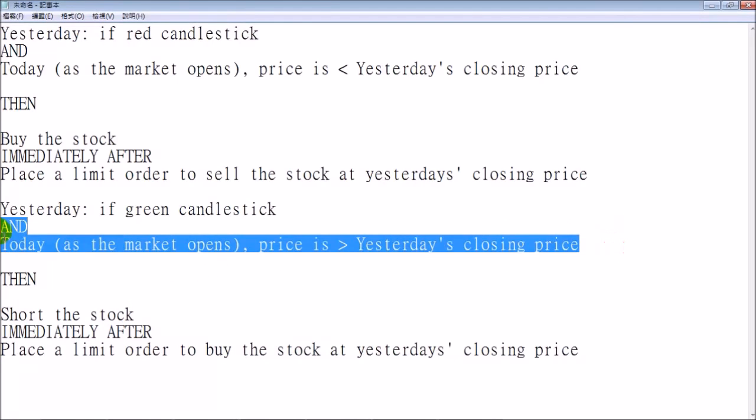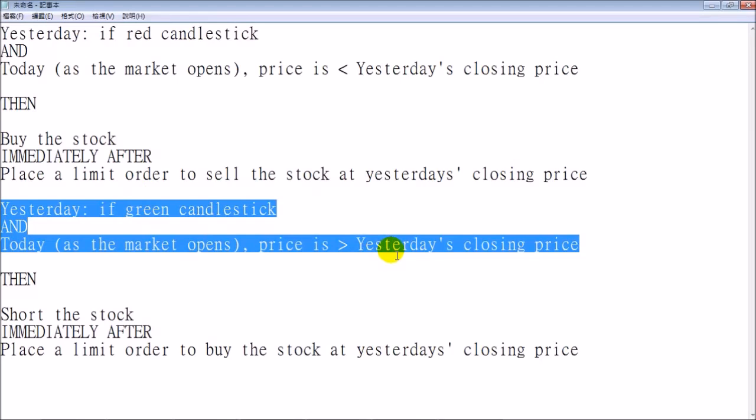But the idea is simple. If you see a green candlestick and today's price is above the closing price of yesterday, well, statistically, the stock is going to fall and you can make money that way. That's how easy it is.